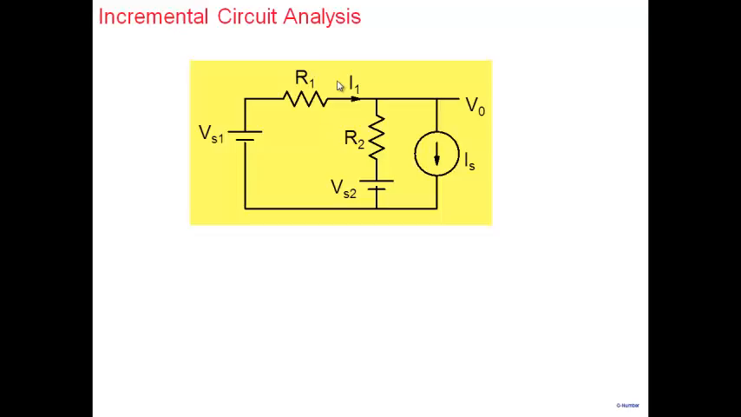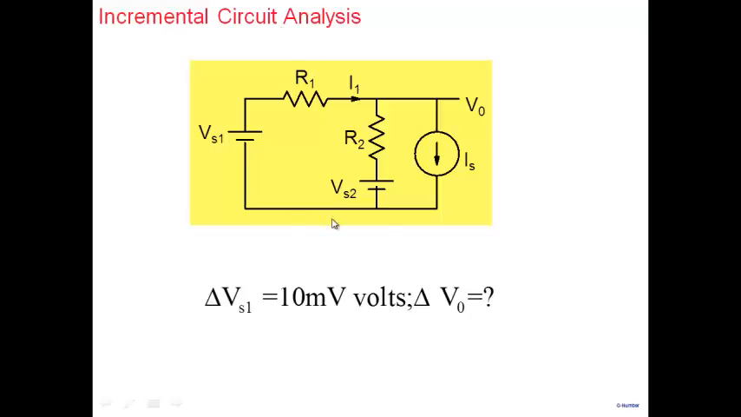So interest is not in the absolute value. I'm not looking at the absolute value of V naught. I'm looking at the change in V naught as a result of a change in Vs1. For example, in this case, say the voltage here changes by 10 millivolt, and we are asking by how much will the output voltage change? When we are asking questions like this, we are doing an incremental circuit analysis. We are talking about increments in voltages and currents.